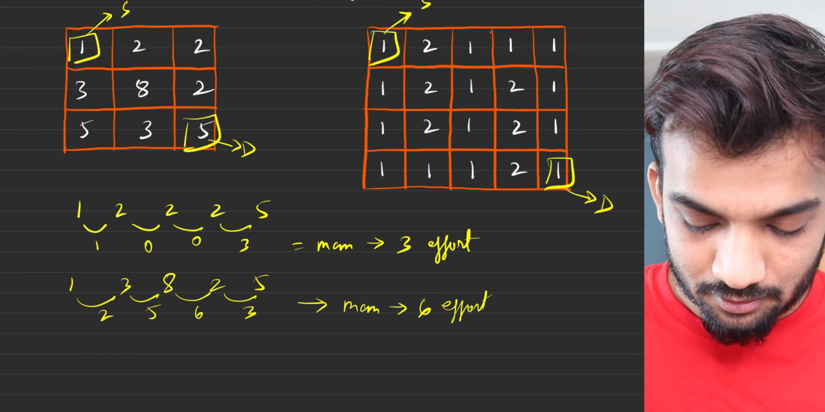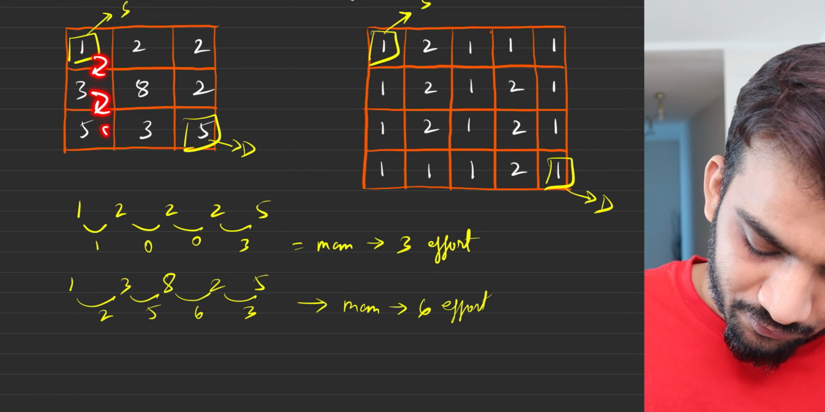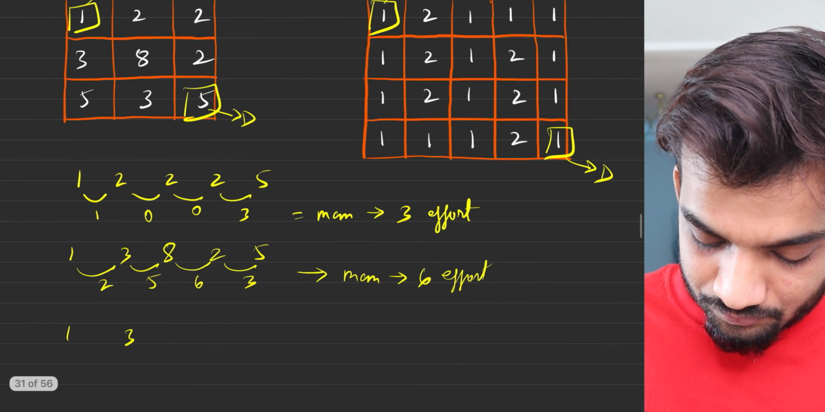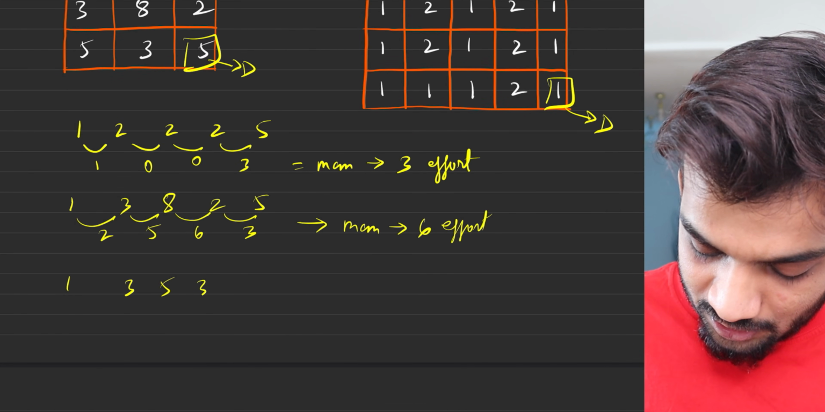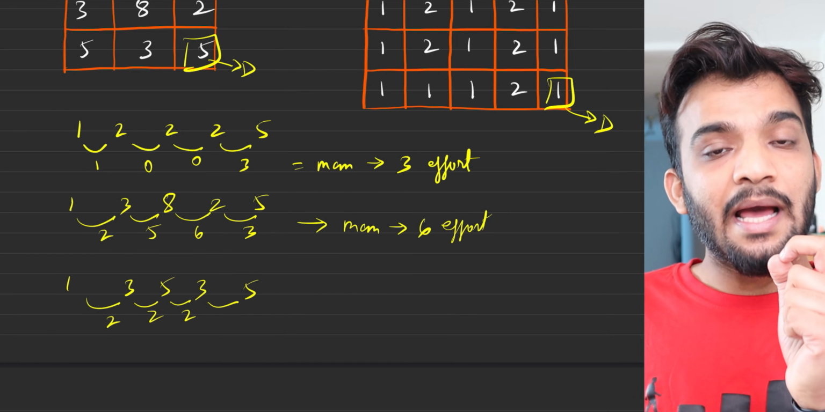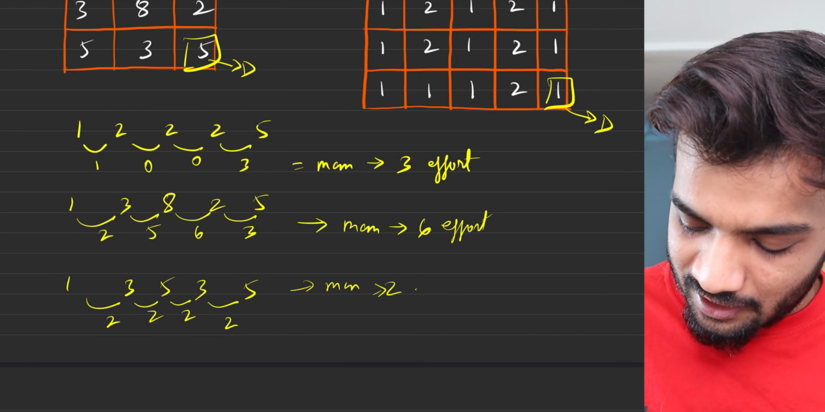Can I have something better? Let's give it a try. Let's take 1, 3, 5, 3, 5. Difference 2, difference 2, difference 2, difference 2. Remember, absolute difference. What's the max? 2. So 2 is the effort taken.